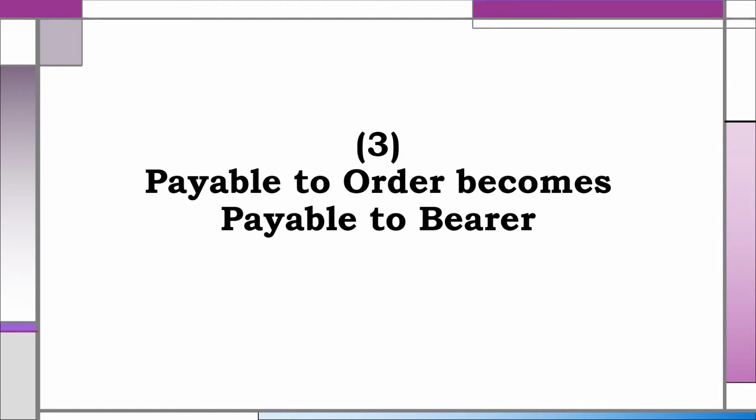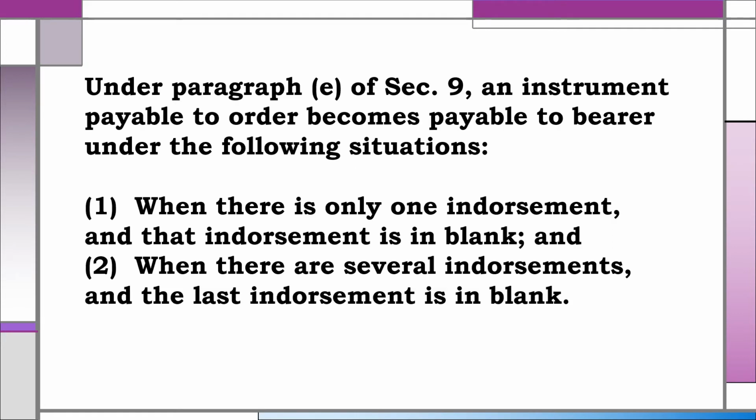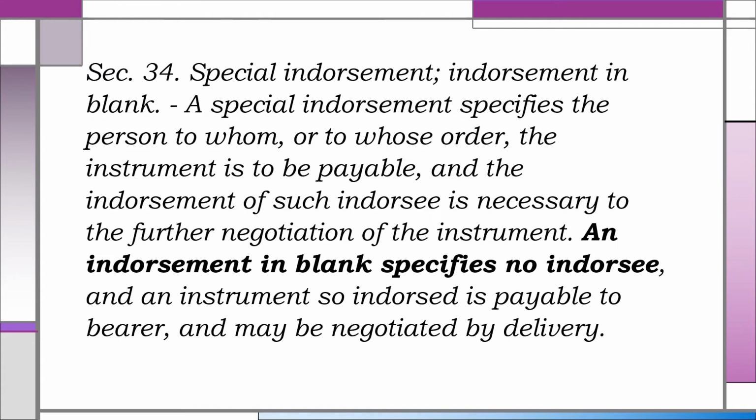The third topic is when an instrument payable to order becomes payable to bearer. Under paragraph E of section 9, an instrument payable to order becomes payable to bearer under the following situations. 1. When there is only one endorsement and that endorsement is in blank, and 2. When there are several endorsements and the last endorsement is in blank. To understand what a blank endorsement is, let us consider Section 34 of the Negotiable Instruments Law.